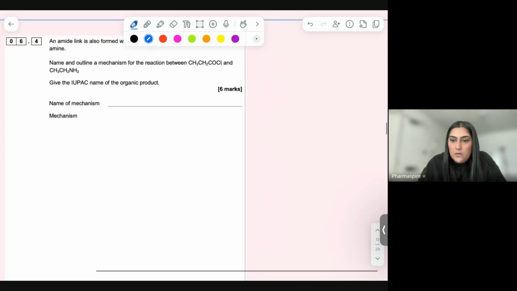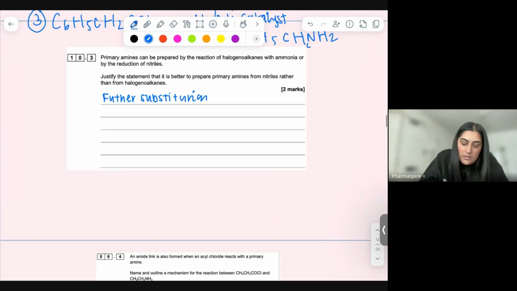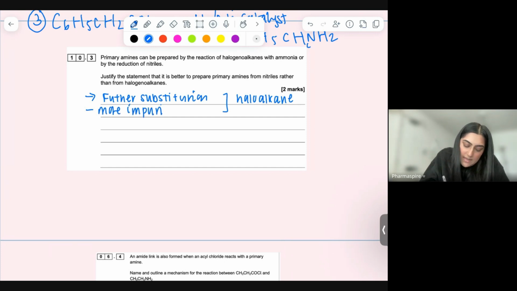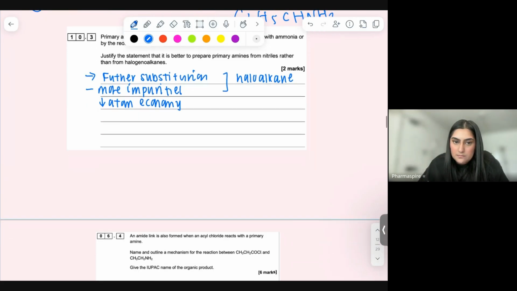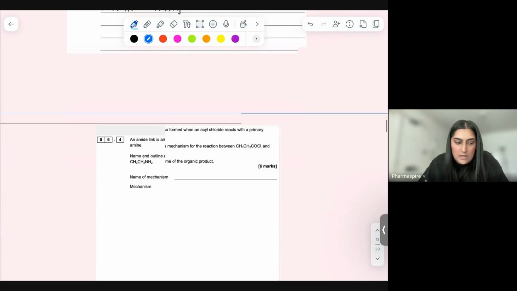The other one is just further substitution for a haloalkane, or more impurities, or you can say low atom economy. And then they want you to say something about nitriles, so just say the opposite: high atom economy, less impurities, no further substitution, okay? That's it. I'll give you a sec.